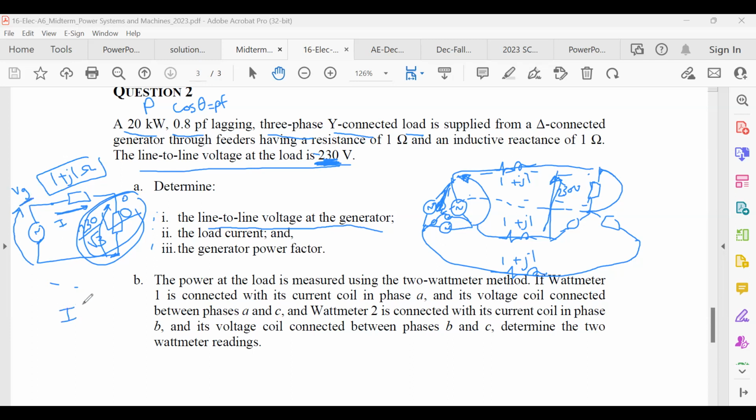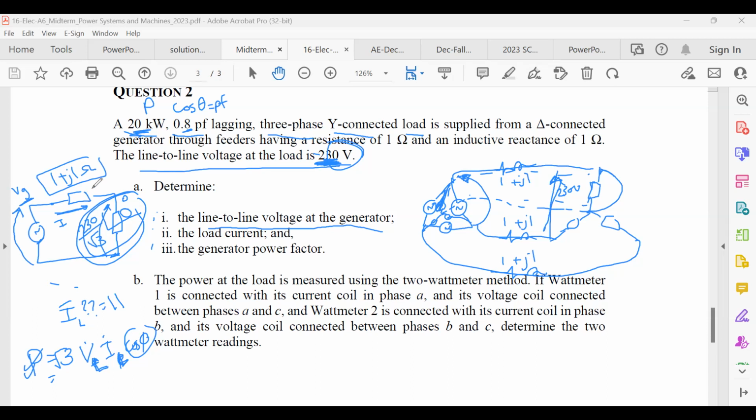What is the current for the load? Can I calculate this? Yes, I have the power, which is 3 V phase, let's say, I phase cosine phi. The power is given 20. The voltage phase, or you can make it square root 3 and make it line. That's okay, because we already have the voltage line immediately, like 230. And then you get the current, and the power factor is given 0.8, lagging. So you can get this current as a magnitude.